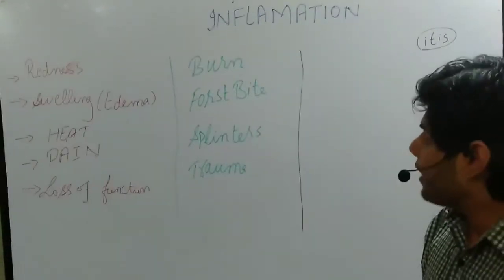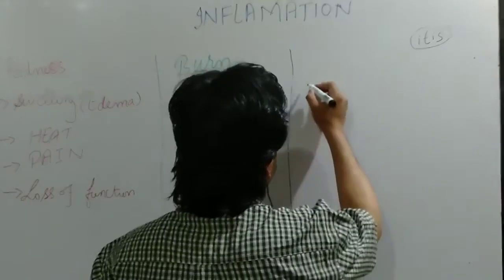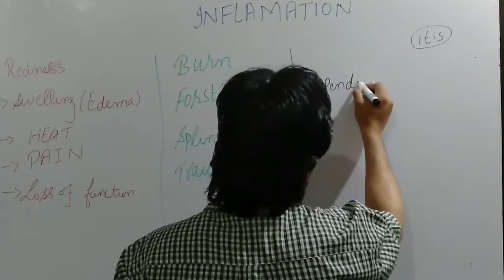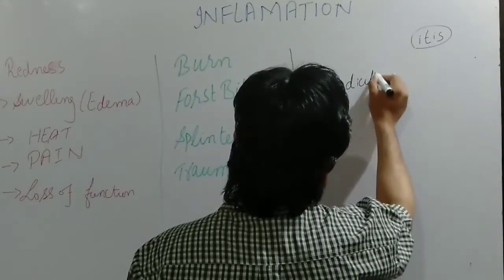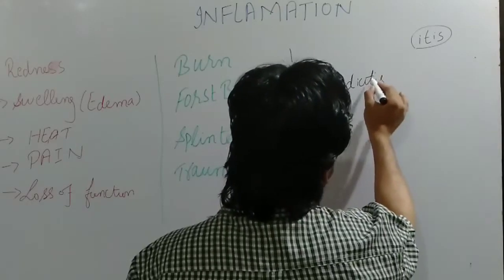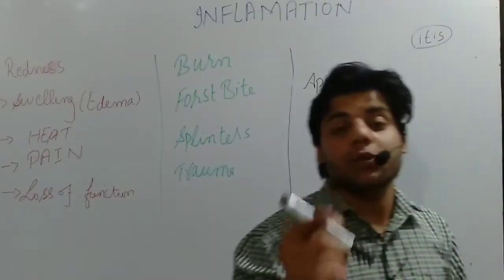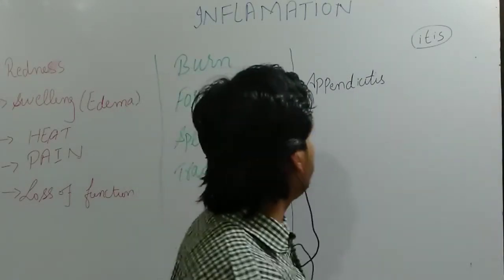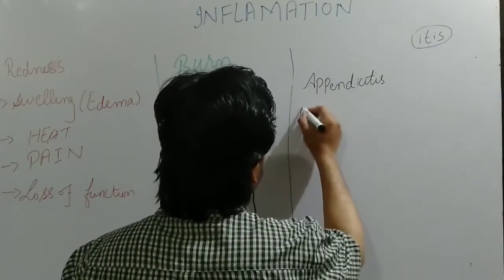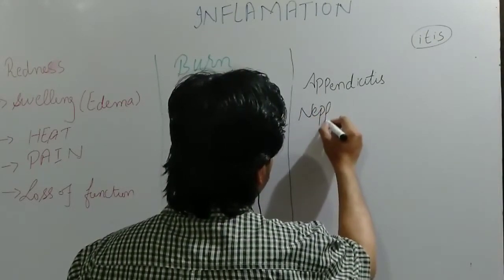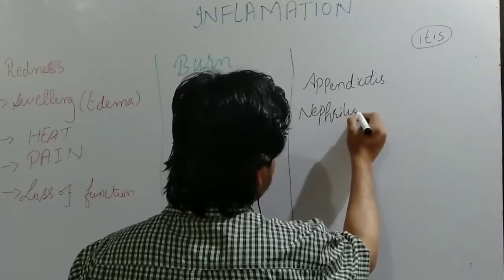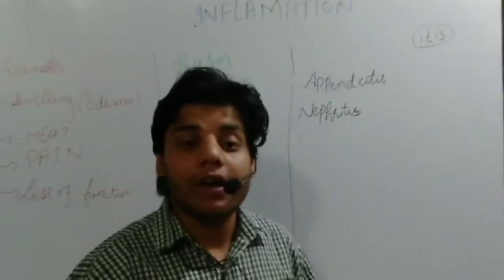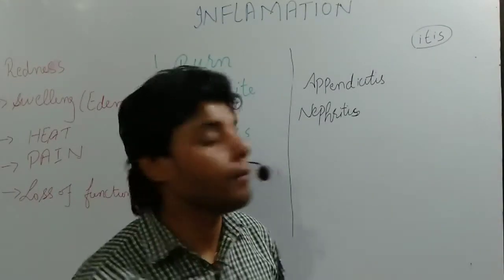Let's suppose I say appendicitis. So here ITIS comes at the end, so it is the inflammation. It is the inflammation of the appendix. Okay, we have nephritis. Now this nephritis is the inflammation of the kidney area.